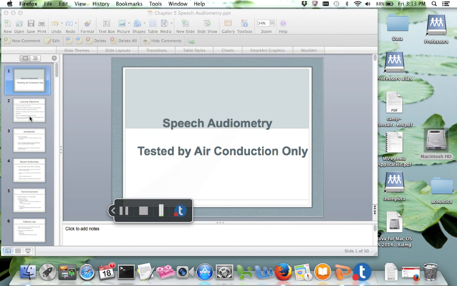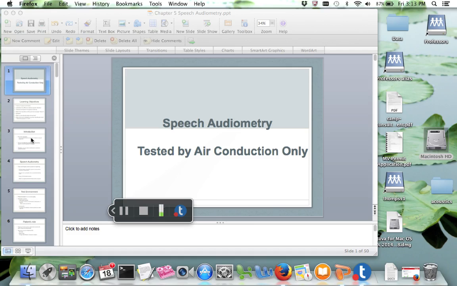Hello, welcome to our next chapter on speech audiometry. Speech audiometry is a standard part of the audiological test battery. It is essential, it's always done. It happens after pure tone audiometry. If you remember, pure tone audiometry is tested with air conduction and bone conduction, and it helps us determine the type and the degree and the severity of the hearing loss.